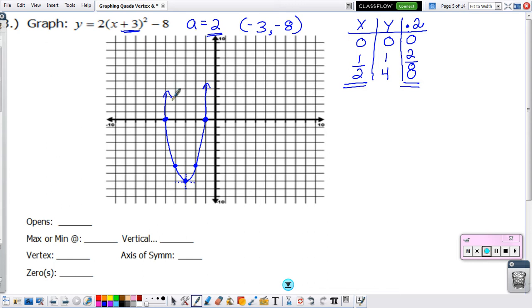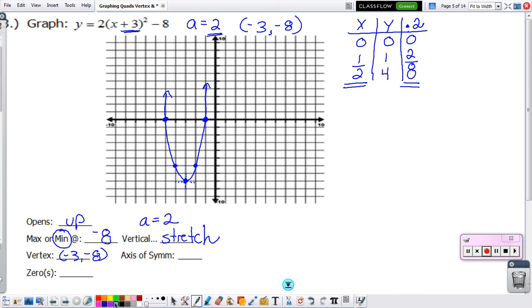Okay, this graph opens up because my a value is positive. Since it opens up, I have a minimum, a low point there. That's what we call our min. And we're going to look at the y value there. So I have a min at negative 8. Since my a value is 2, I do have a vertical stretch. And my vertex here was negative 3, negative 8.